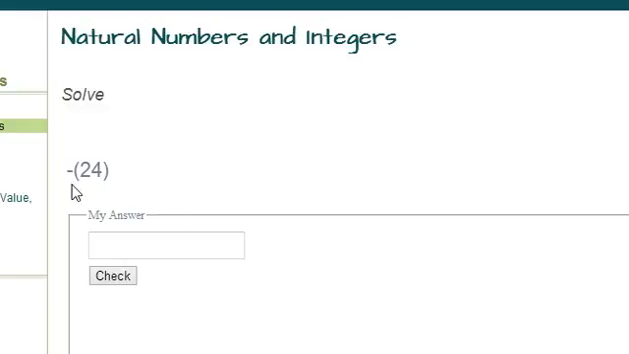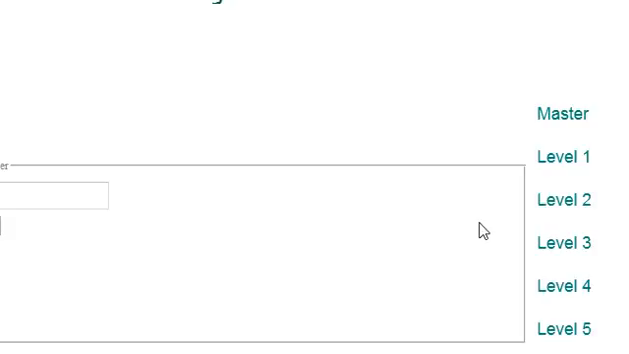And what we've got here is a minus, or I should say a negative, and then in parentheses a 24. So this basically simplifies down to negative 24. We just drop the parentheses and we put negative 24. Okay, just so you can see what's going on here.